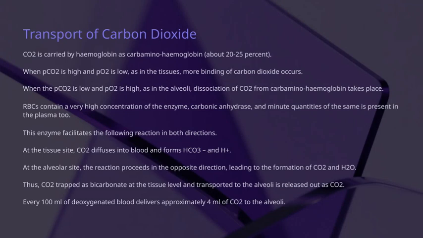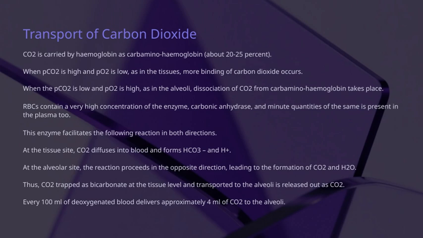Let's talk about how carbon dioxide is transported in the blood. For every 100 milliliters of deoxygenated blood, about 4 milliliters of CO2 are delivered to the alveoli. This CO2 is mainly trapped as bicarbonate at the tissue level and then transported to the alveoli, where it gets released as CO2. At the alveolar site, the process reverses. CO2 and water are formed again, allowing CO2 to be exhaled.